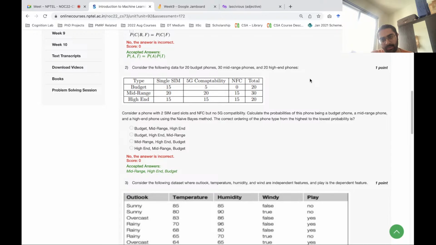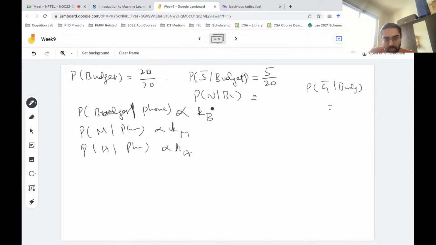Now whichever is the highest here, its probability will be highest, because we're saying it's proportional to this. All of these have the same denominator, by the way, which is P of X, the same across all the classes. So just looking at these numbers will tell you the ordering of the probability that the given phone is either budget, high end, or mid range. Okay, so is this clear? Any doubts here?